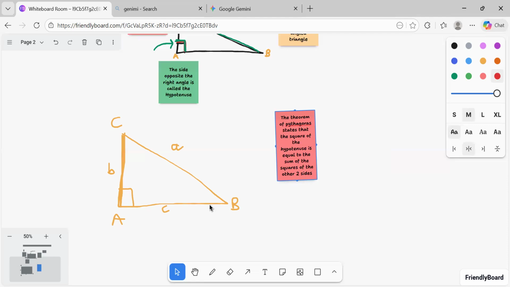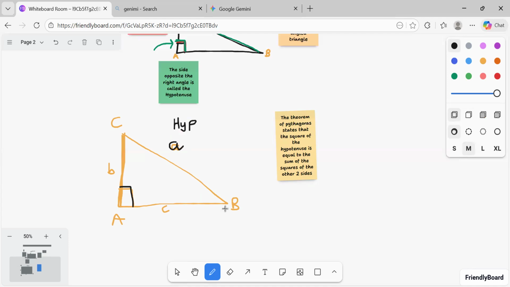So what is my hypotenuse? What we discussed just now is that the hypotenuse is opposite to the right angle. So this is our right angle. Which side is opposite to the right angle? It's A. So that makes A our hypotenuse. So the first thing you do is identify your hypotenuse.